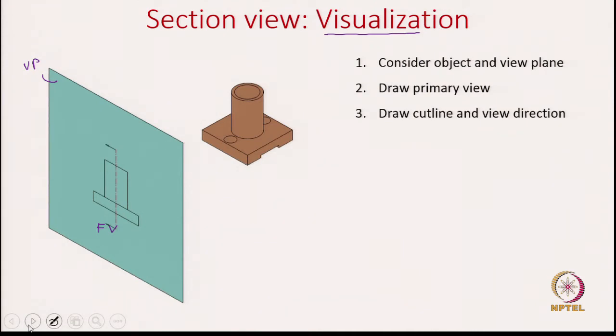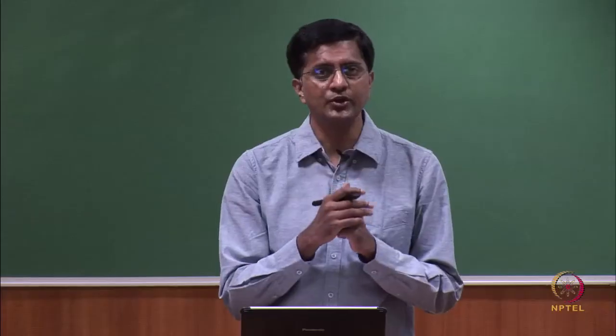Then we need to identify what our cut plane is. How do we identify it? We identify it by first drawing the cut line and then showing the view direction. If you look clearly, this red line, which is vertical, identifies the cut line. And this arrow shows the direction in which you need to view.